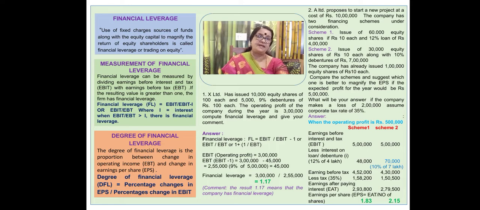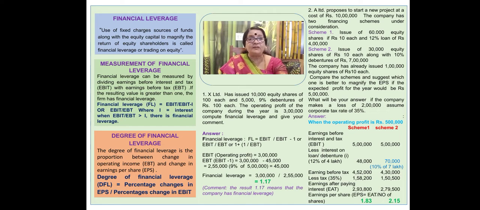So what is meant by EBIT? EBIT means the operating profit, that is, earnings before interest and taxes. Before giving interest and taxes, what is the amount of profit realized by a company? That is EBIT. And what is meant by EBT? From EBIT, if we deduct interest, we will get EBT.